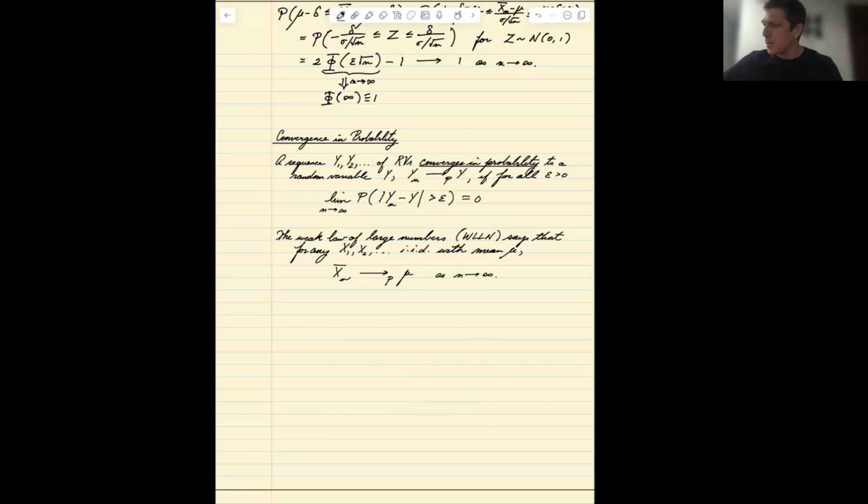So this is one of the most important theorems in statistics and in probability. We can actually prove this theorem, the weak law of large numbers, using the tools that we have in this class. And that's what we're going to talk about in the next video.